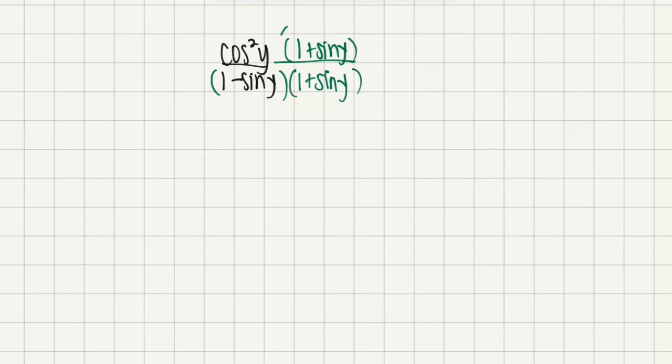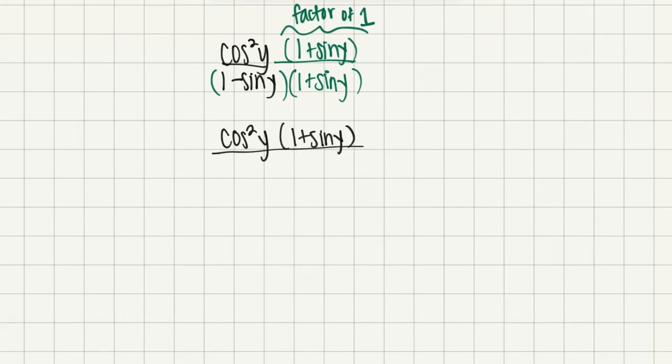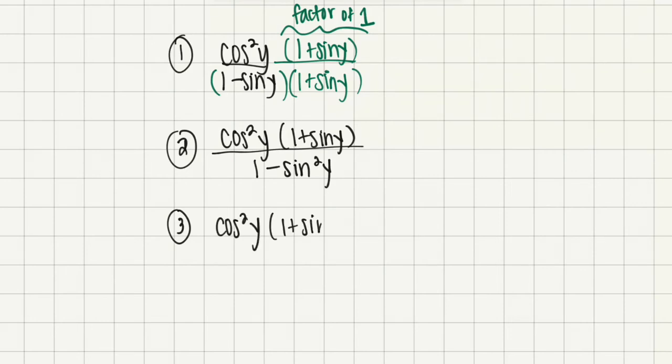But if I do that in the denominator, I have to also multiply the numerator so that I'm multiplying by a factor of 1. So I'm not changing the value, I'm just changing what it looks like. So in the numerator, I have cosine squared of y times 1 plus sine of y. And in the denominator, I now have 1 minus sine squared of y. And we all know, this actually would be step 2, we all know that 1 minus sine squared is the same thing as cosine squared. So I'm going to change the denominator to be cosine squared of y.